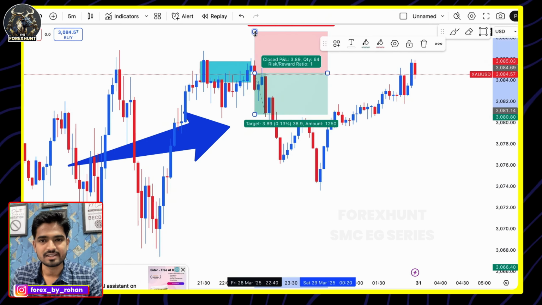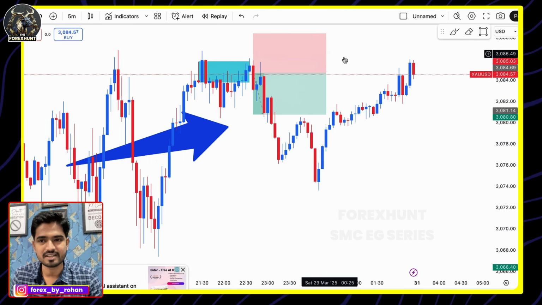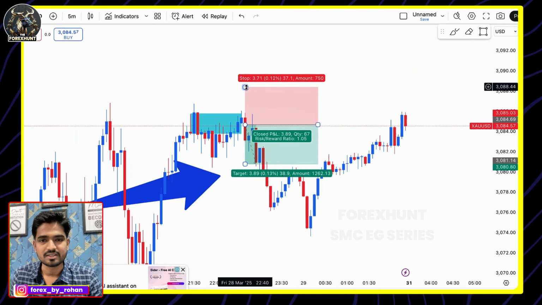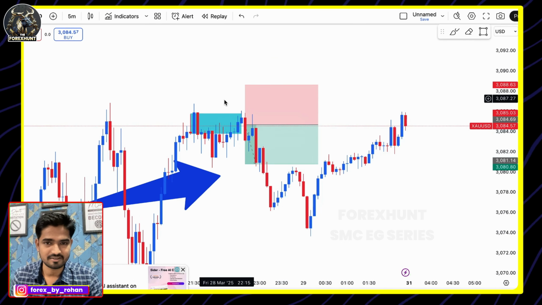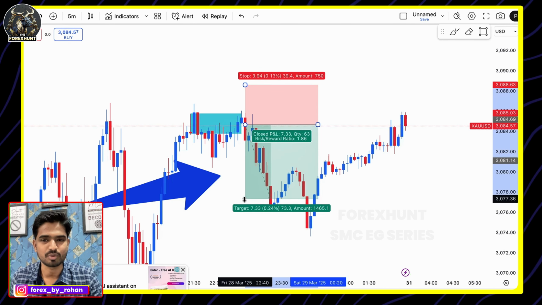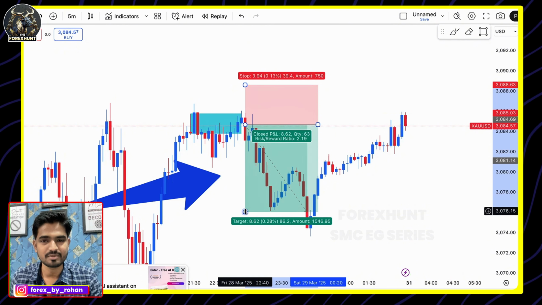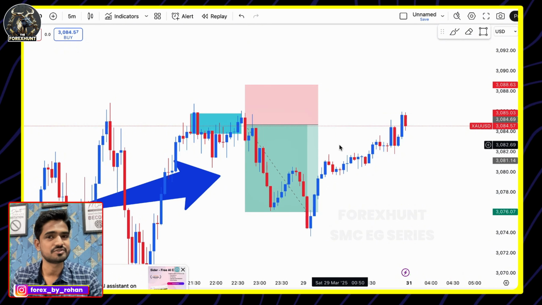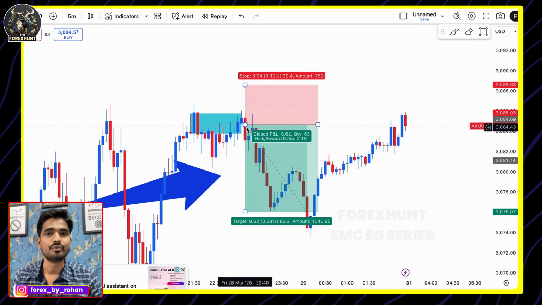40 pips SL. In this case, the SL is a little small because the area of the buy is small. It is only a 15 to 20 pips area. That's why the SL is small, but I'm just showing you an example because you are a beginner right now. This is your 1:2. You will take your trades here with the direction.